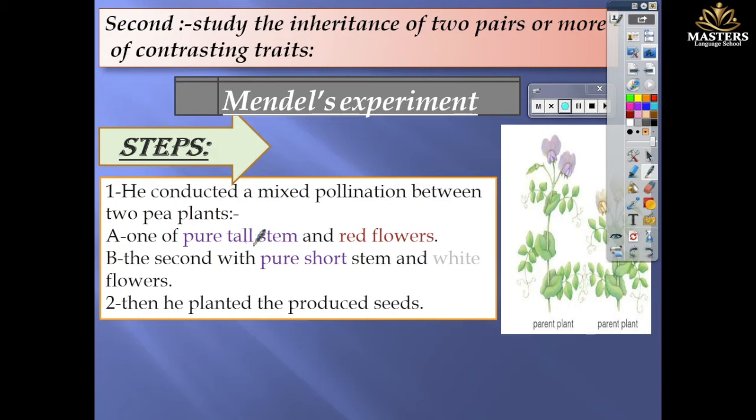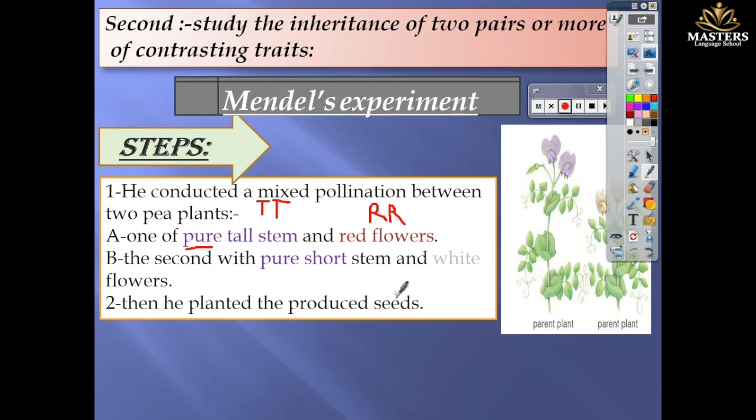Tall stem is a dominant trait, so I will represent it with the first letter capital, T capital. It's pure, so I will write the two letters similar. As we said before, any hereditary trait is represented by two letters, two factors, two genes. What about the red flower? Red flower is a dominant trait, so I represent it with the first letter capital. What about the second letter? Is it pure or hybrid? Yes, it's pure, so I will write the second letter also R capital.